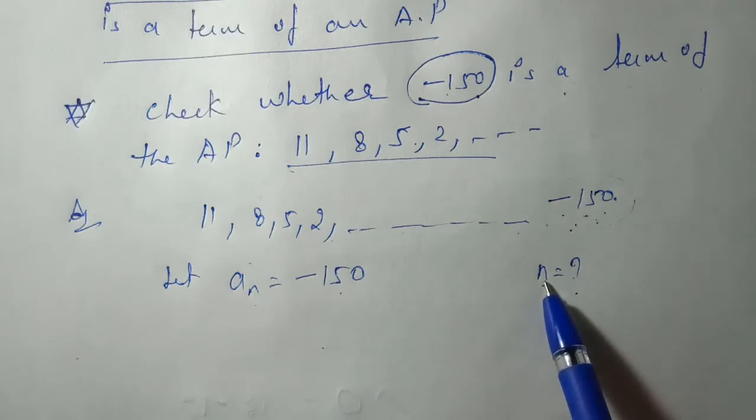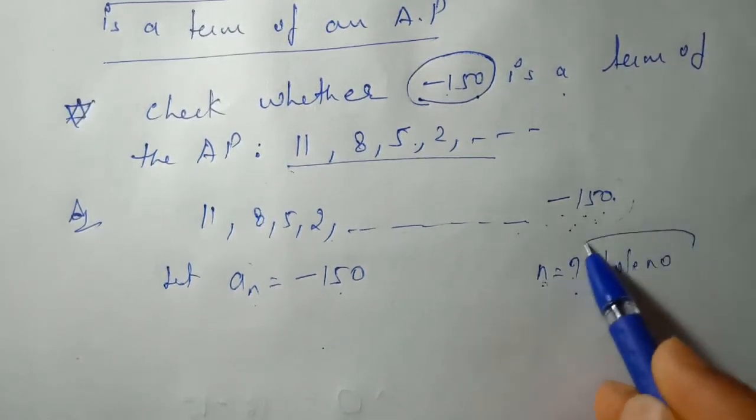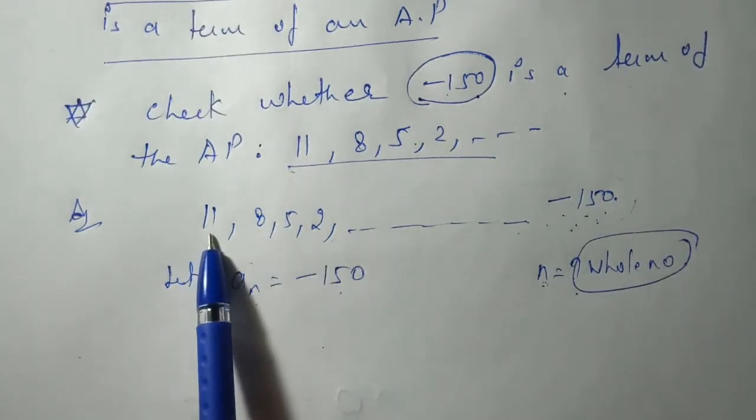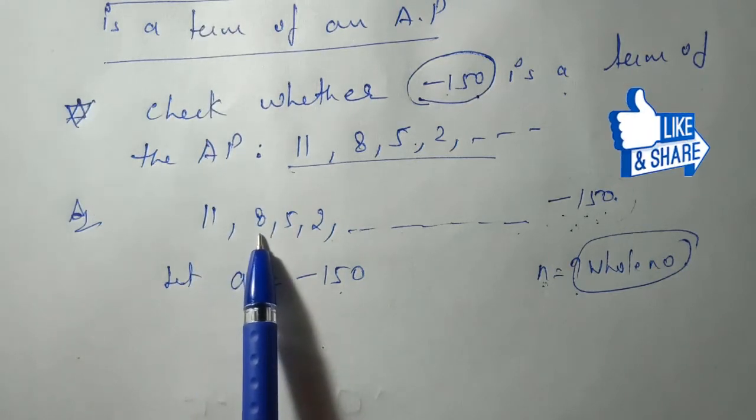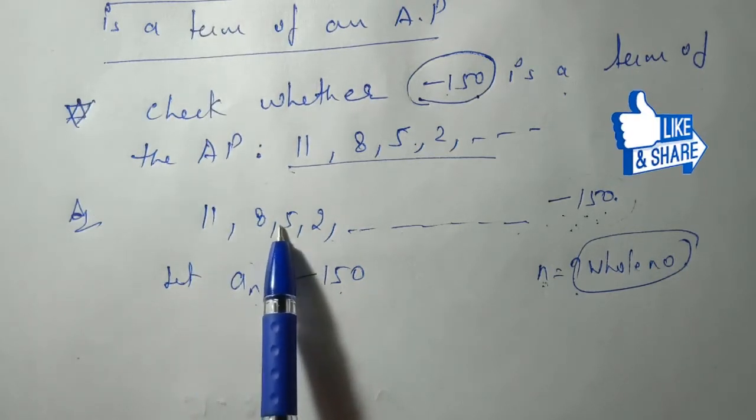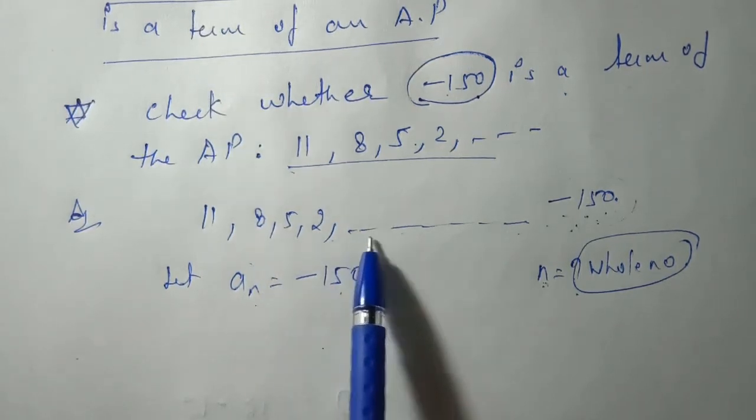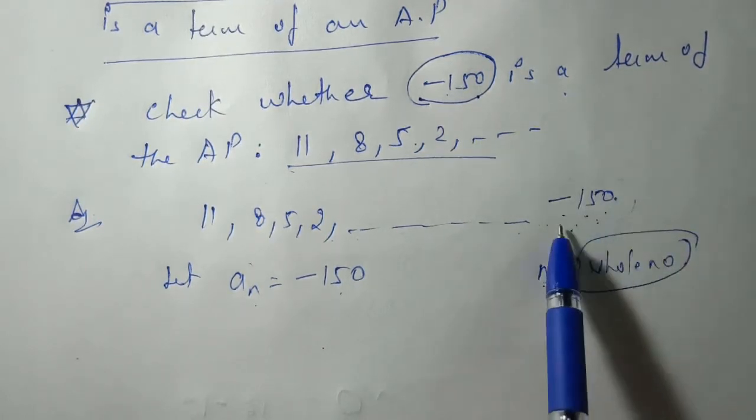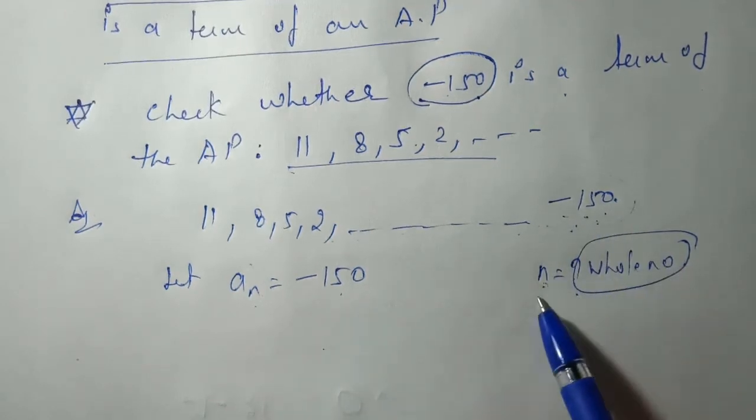So the value of n should be a whole number, because whenever we count, we say this is the first term, here n is equal to 1, this is the second term, here n is equal to 2, this is the third term, here n is equal to 3. So every time we are getting a whole number: 4th term, 5th term, 6th term, 7th term, and so on. If any term is counted as minus 150, then we will say this is a term. So we have to find the value of n.